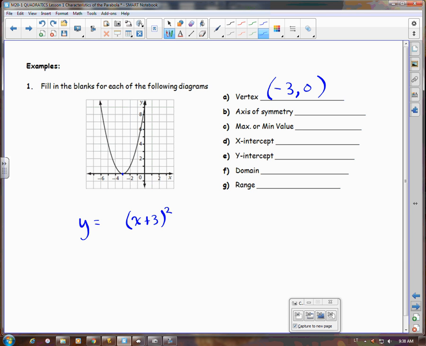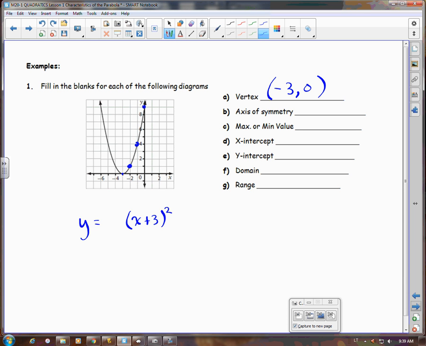Right? So you can visually verify, right? 1 to the left, 1 up. 2 to the left, 4 up. And then 3 to the left or right and 9 up, and it looks pretty close, right? I think that's pretty good. There's the 9, and I think there's the 4, and there's the 1. So I'm pretty sure that that's our equation right there. Y is equal to x plus 3 all squared. I'm pretty confident that our a value is 1. For sure, it's positive, right?